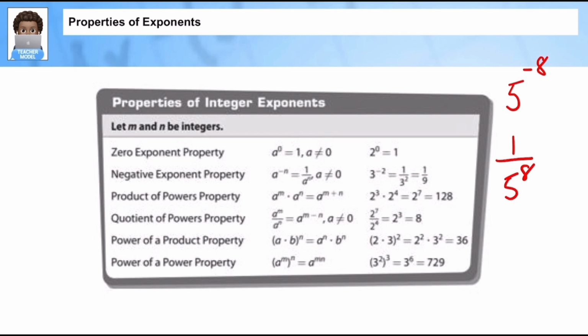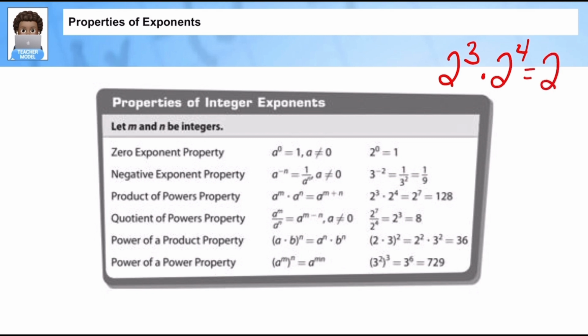We have the product of powers rule. Looking over here, product of powers, and all that says, if you notice you have the same base, then all you're doing is taking whatever these two numbers are and adding them together. So if I have 2 to the 3rd times 2 to the 4th, it's still a 2, and all you're going to do is add the 3 and the 4 together to get 7.